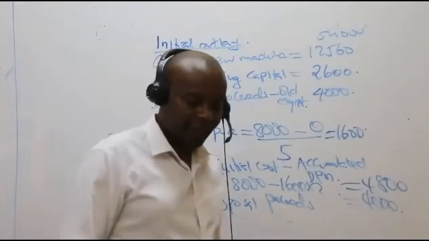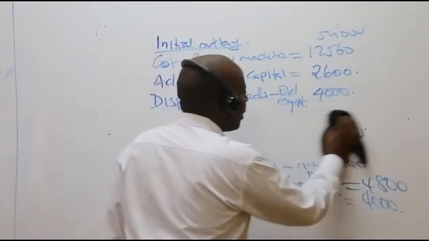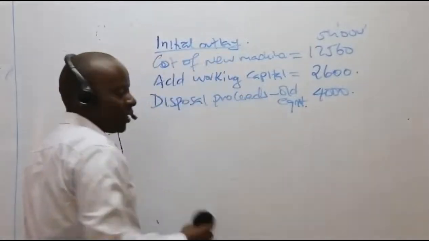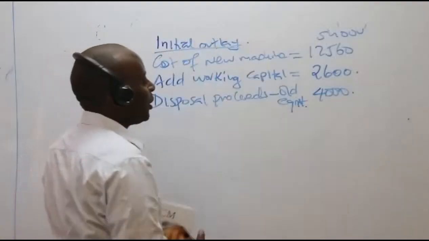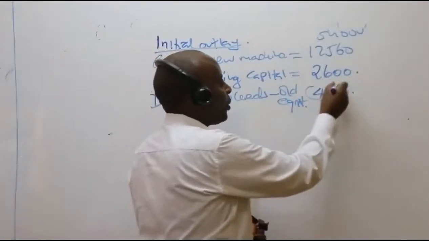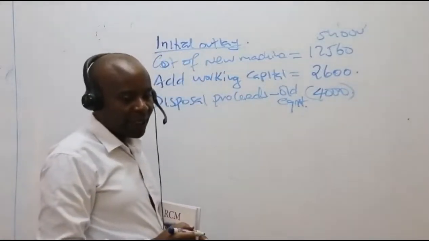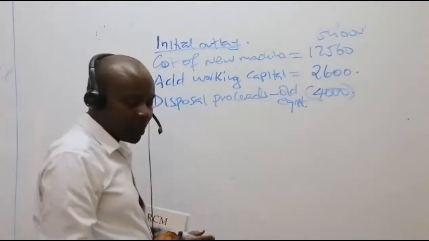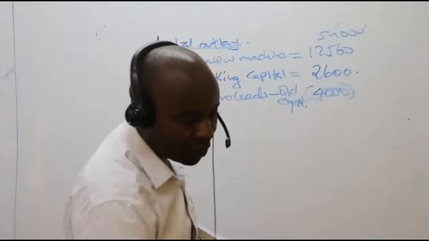Okay, great. So then, gentlemen, we have here disposal proceeds of the old equipment, 4,000, because you are putting it in a cost statement, initial outlay statement. Then this one here should be put in bracket like that. Right. After that, ladies and gentlemen, of course, I expect you to come and capture something that most of us will forget.